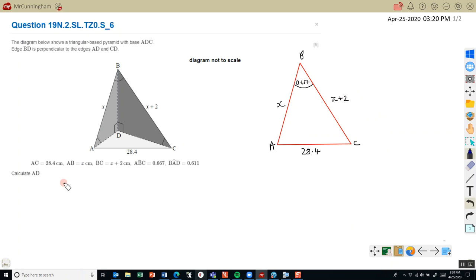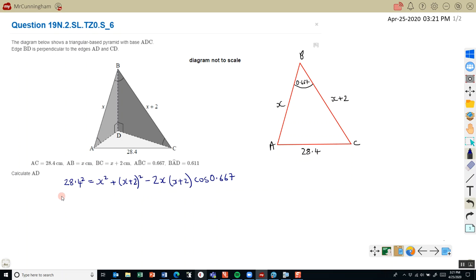So I've got 28.4 squared is equal to x squared plus x plus 2 squared minus 2 times x plus 2 times cos of the angle in between those, which is 0.667. Okay, that is just using the cosine rule, where these are the 2 sides, angle in between, and essentially this is the side that we're working out that it equals. Okay, but we're going to solve this for x.